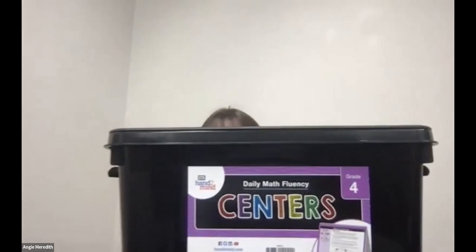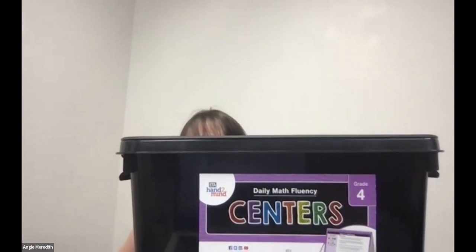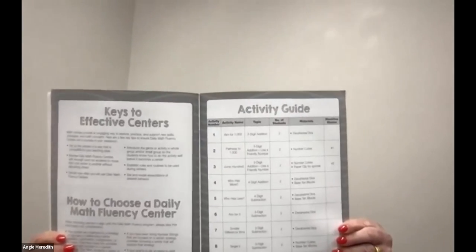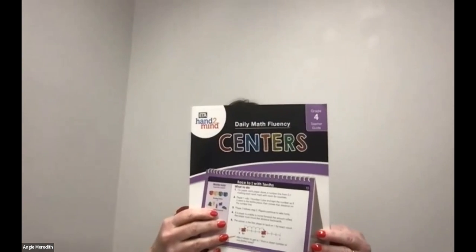So after you've completed your math talk, you're going to move into a hands-on activity. And for that particular portion, we're going to use our Daily Math Fluency Centers kit. Again, this particular kit is 4th grade, but they're all set up the same way. As I look in this kit, I do find a teacher guide. This particular teacher guide is going to show you all of the activities for your grade level. It's going to show you what topic it's covering and any materials you might need for that particular activity.